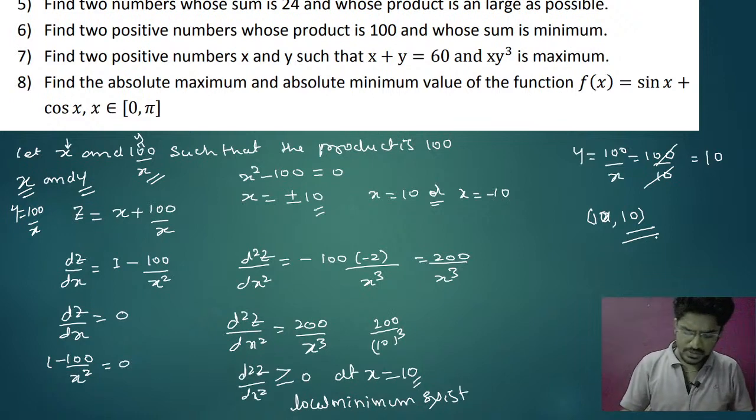10 comma 10 is your required answer. Okay, so if you get confused, you can solve like that. First term you take x, next term you can take 100 by x, so that is y. You put the second term as y, that is 100 by x. Clear? So now if you want to simplify, y will be equal to 100 by x. Take x value as 10, therefore y will be also 10. Therefore 10 comma 10 is your answer. Clear?